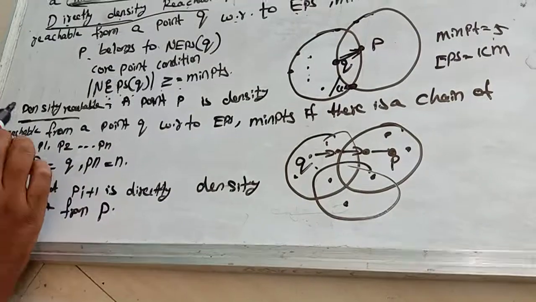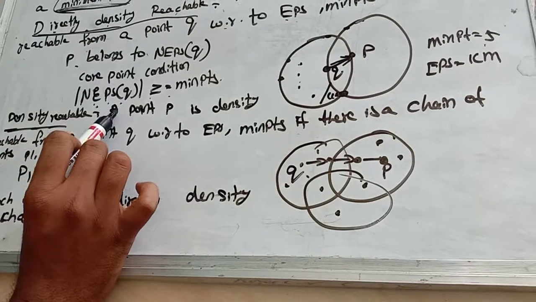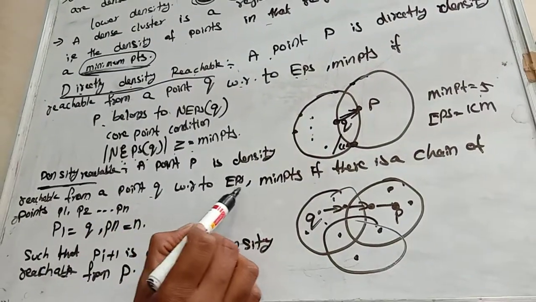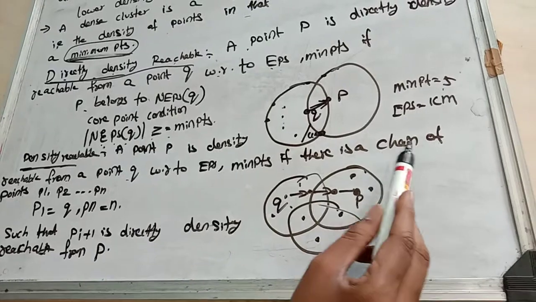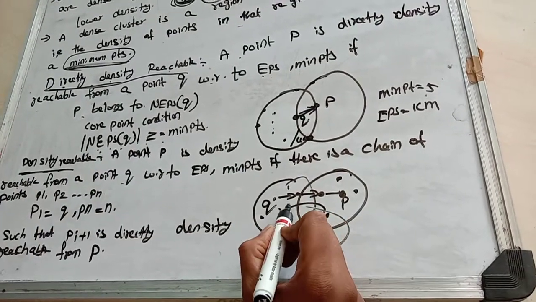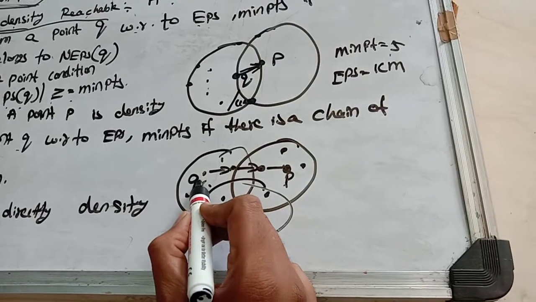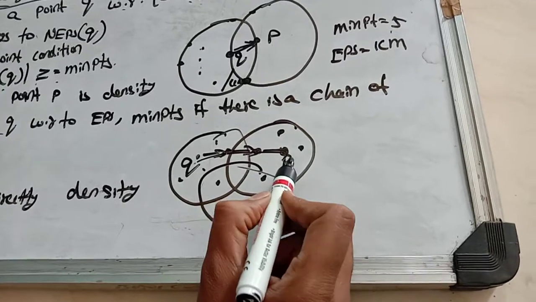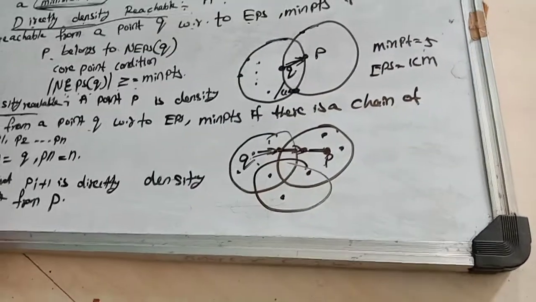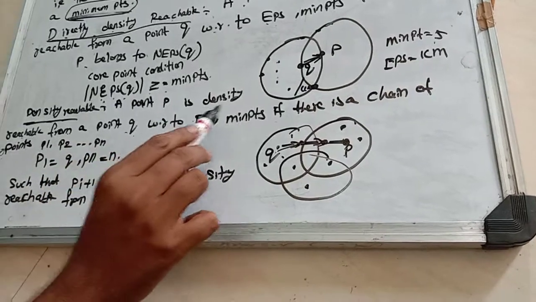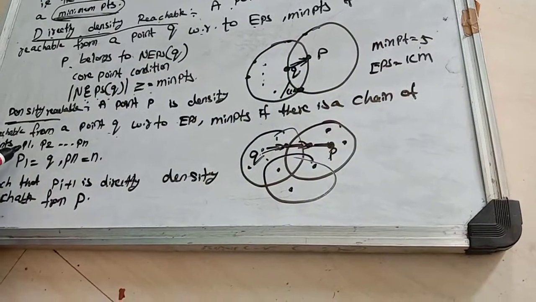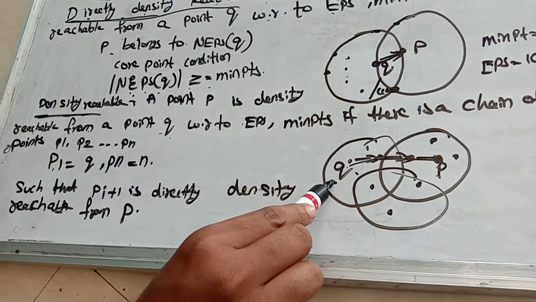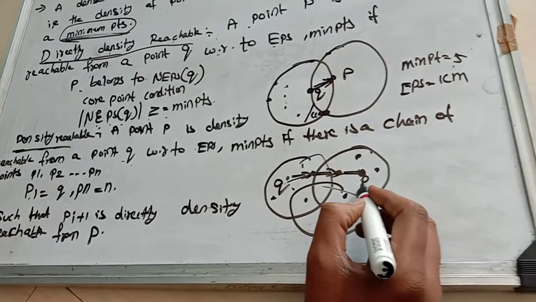Okay, second terminology, density reachable. A point P is density reachable from a point Q with respect to epsilon and minimum points if there is a chain of points. Something like if we want to reach P from Q, I cannot go directly from Q, I need to go to one data point, from there to a second data point, and from there we can reach P. Formally, there is a chain of points P1, P2, up to Pn, where P1 is the starting point Q and Pn is the ending point, which is P.